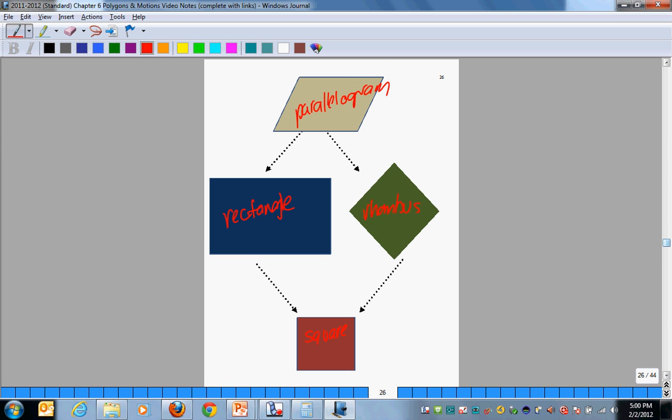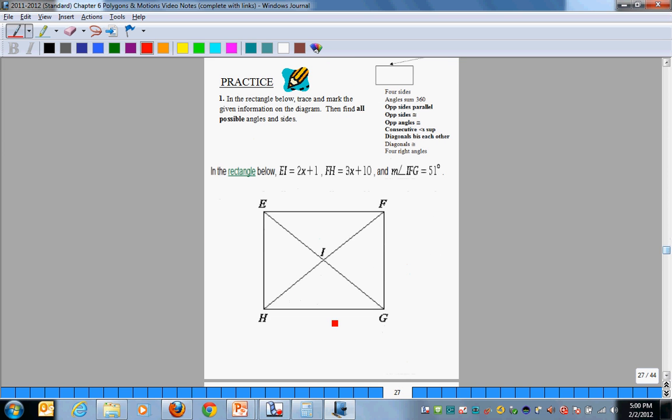Now let's try some problems out with this information. It says in the rectangle below, trace and mark all the given information on the diagram, find all possible angles and sides. So let's see what we have here. If this is a rectangle, we know that we have four sides, angles add up to 360, opposite sides parallel, opposite sides congruent, opposite angles congruent, consecutive angles supplementary, and diagonals that bisect each other. We also know the diagonal lengths are equal and you have four right angles. So let's get our information on here and see what we can do.